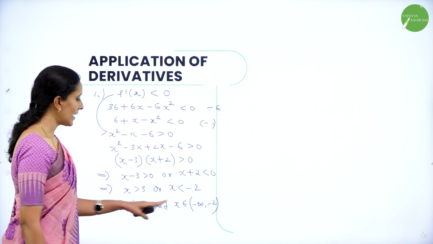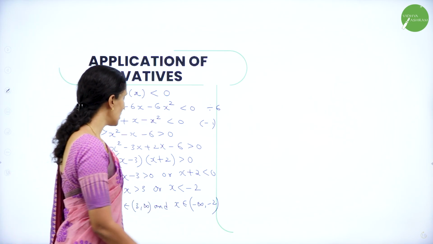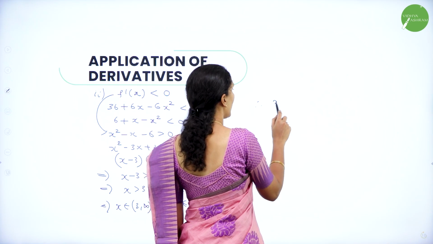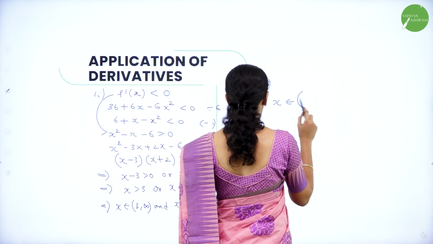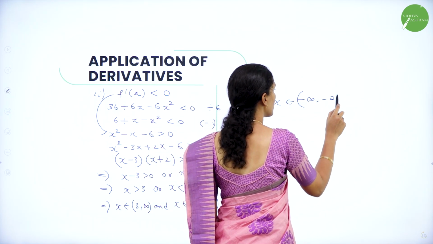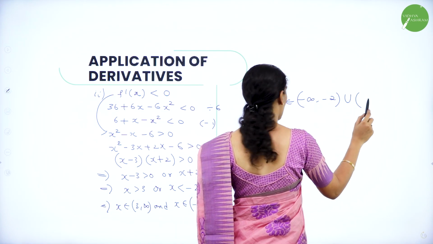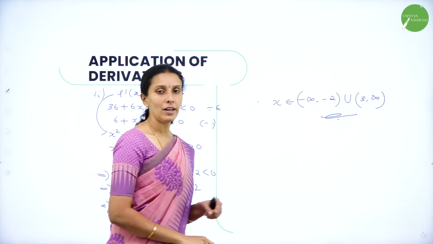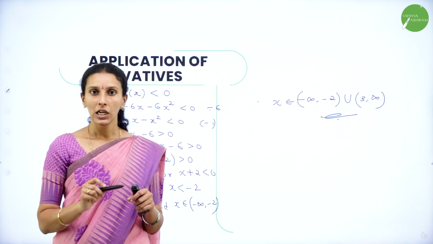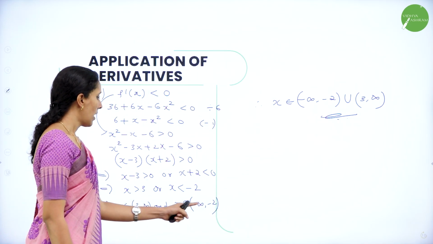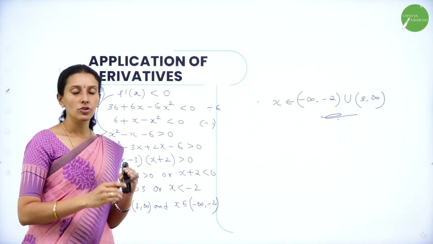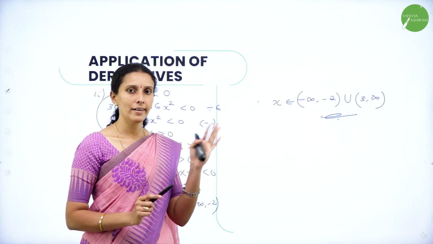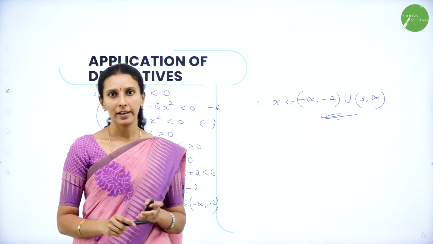So therefore we can take the union of these two intervals. So x belongs to the interval minus infinity comma minus 2 union 3 comma infinity. So this is the interval where the given function is decreasing, because from minus 2 to 3 the function is increasing. Before that and after that the given function is decreasing.